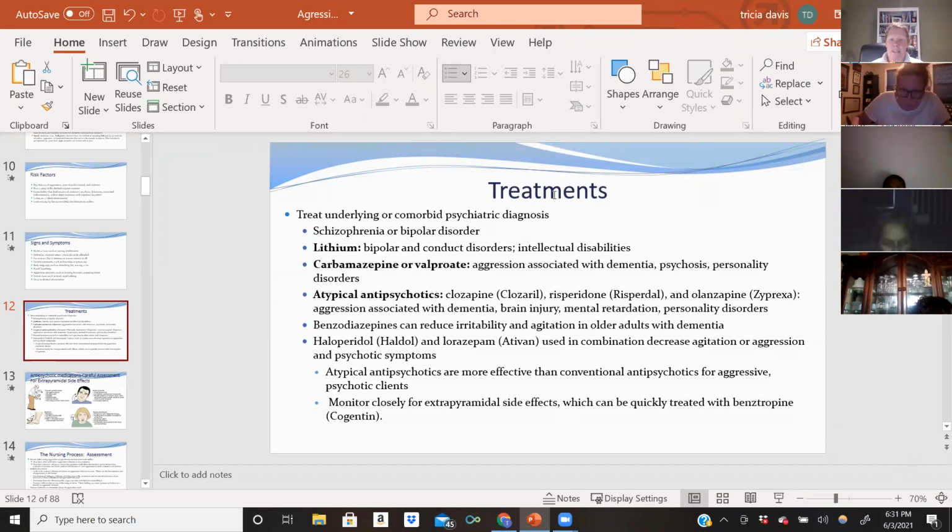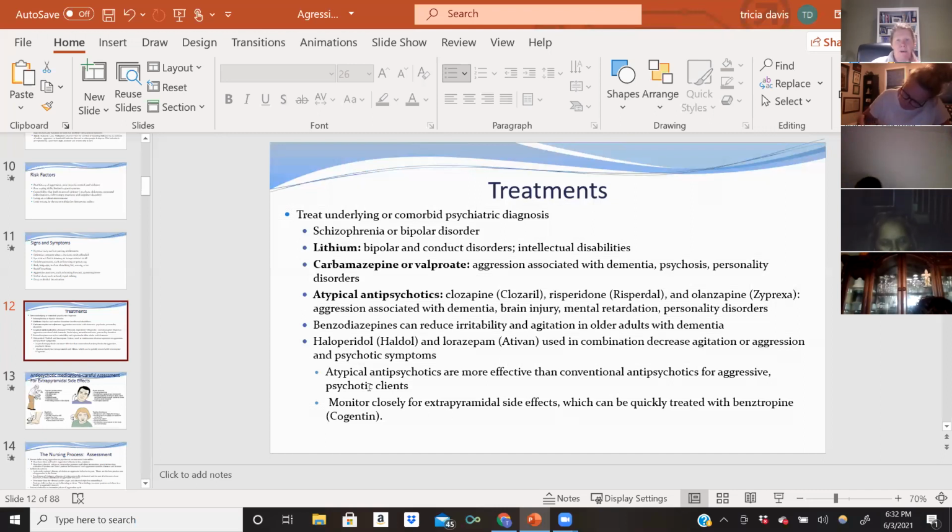We can give benzodiazepines because they're going to help reduce that irritability and control that agitation that we see in older adults with dementia. A lot of times we use Haldol and Ativan together as a combination to help decrease agitation or aggression and those psychotic symptoms. And atypical antipsychotics are always going to be more effective than those conventional antipsychotics for aggressive psychotic clients. So those are the ones that we usually go to.